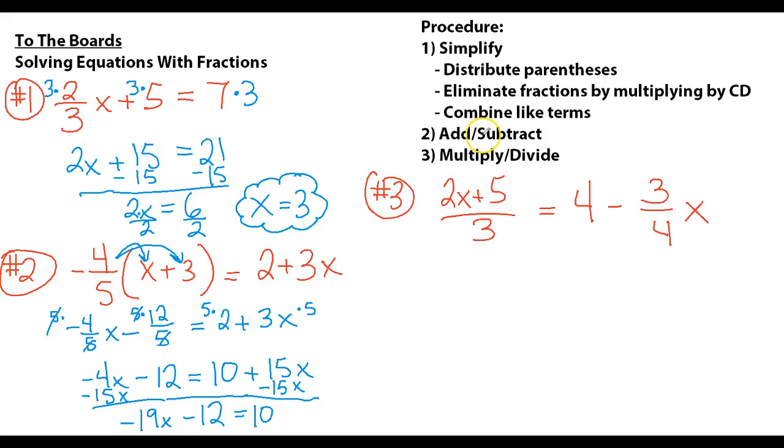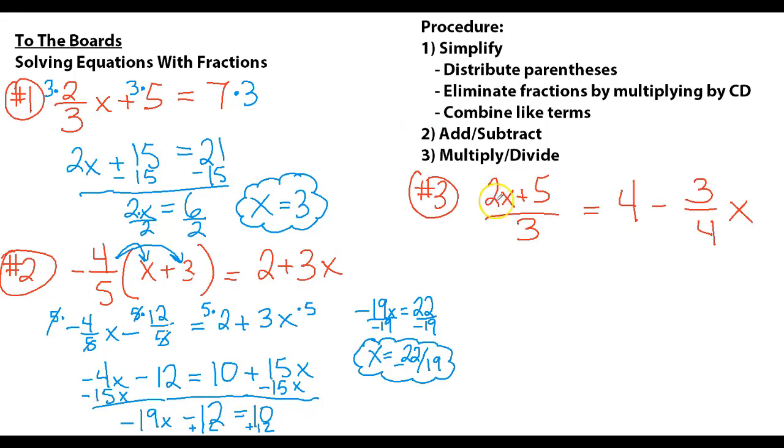I now need to undo my addition and subtraction. I've got this minus 12, so I'll go ahead and plus 12 to both sides. Plus 12, plus 12. I'd be left with negative 19x equals 22. I'm going to divide by that negative 19. That's the last step. Divide by negative 19. So my final answer is 22 over 19, and the answer is negative.